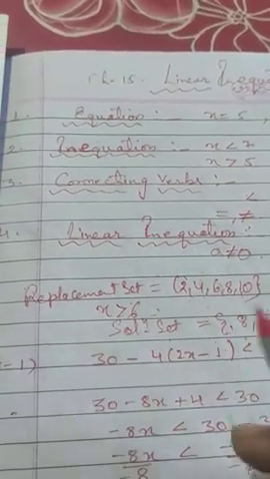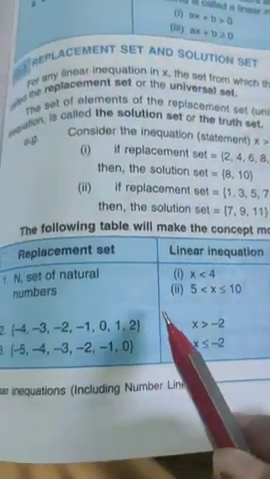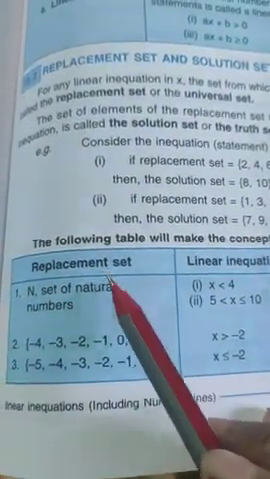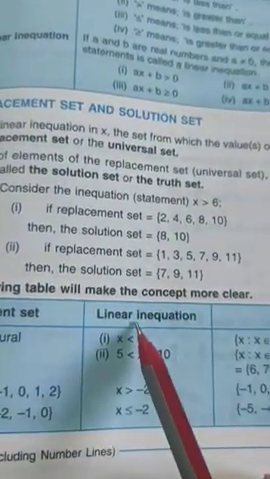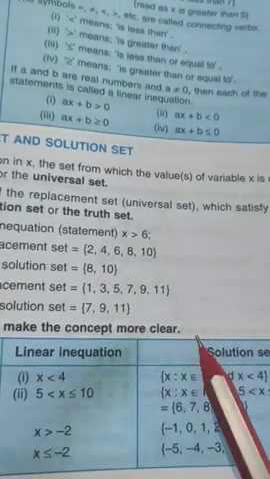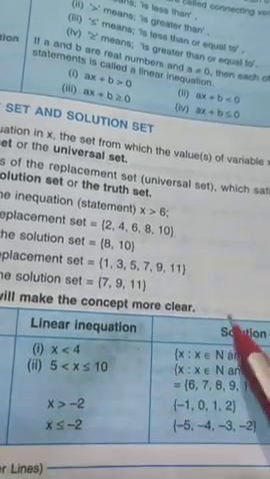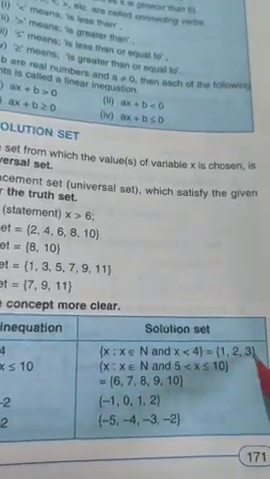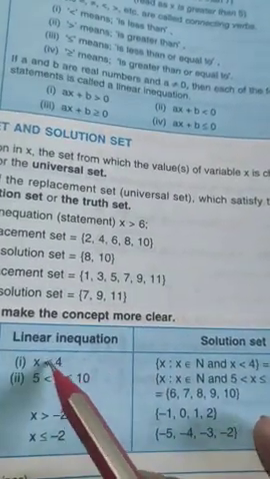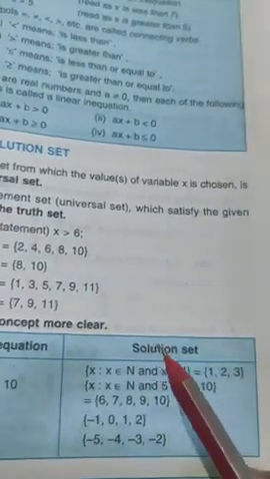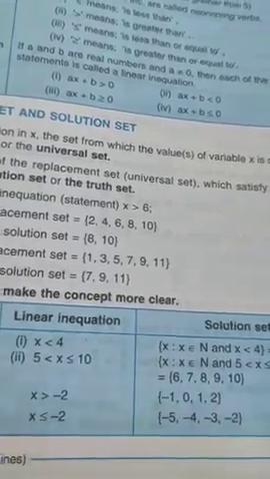See this table, it will be more clear to you. N, the set of natural numbers, is the replacement set, and the equation given is x less than 4. So what is the solution set, children? It is natural numbers less than 4. So less than 4 you can take 1, 2, 3. If it were written less than equal to, then you would have to include 4 also. But here it is not written less than equal to, only less than 4. So 1, 2, 3, this would be your solution set. I hope it is clear to you. This is easy, children. Okay.